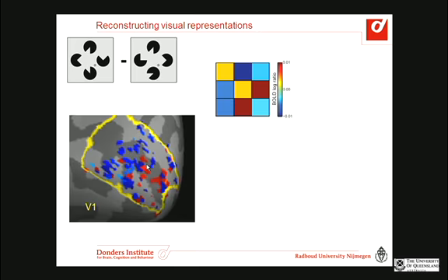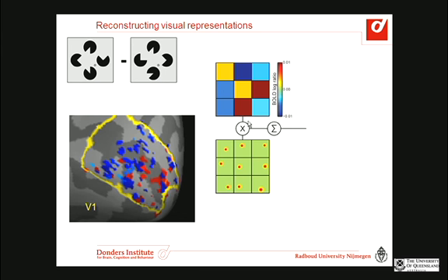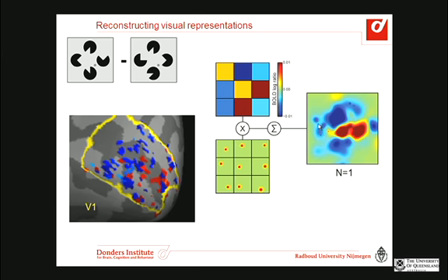So for each of these voxels here in V1, we measure the contrast between these two conditions. Are they more active or less active when there's an illusion present or when there's not? And we know their receptive field characteristics. Now we can simply, for each voxel, multiply these two and sum them up. And then we get a representation of this BOLD activity in visual space.